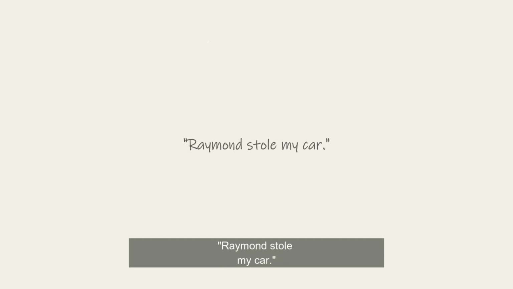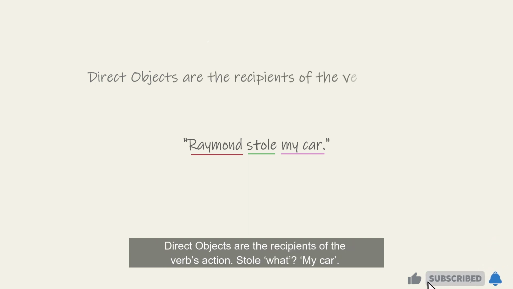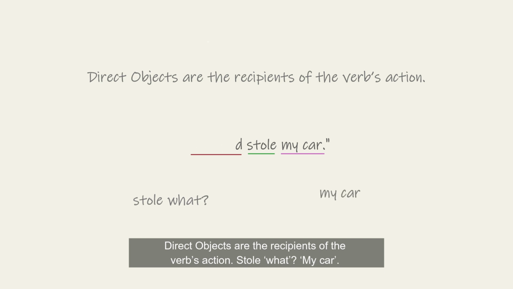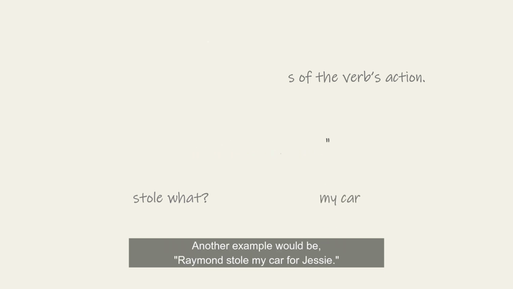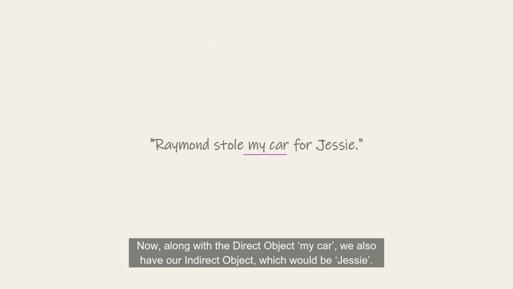Raymond stole my car. We have our subject, Raymond, the main verb stole, and the direct object, my car. Direct objects are the recipients of the verb's action. Stole what? My car. Another example would be, Raymond stole my car for Jessie. Now, along with the direct object, my car, we also have our indirect object, which would be Jessie.